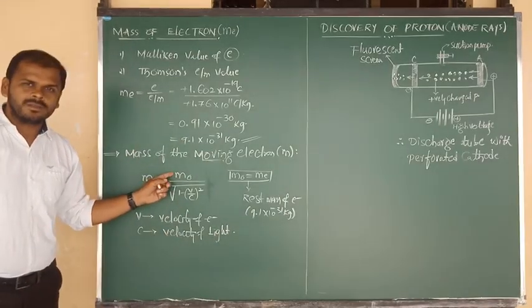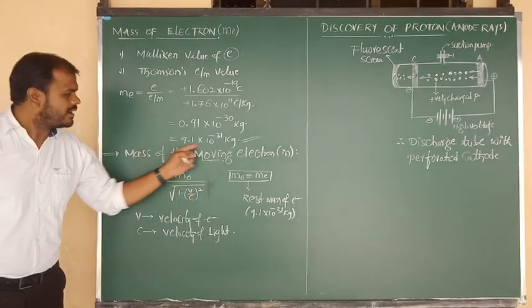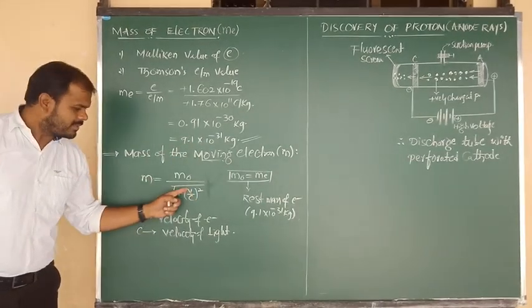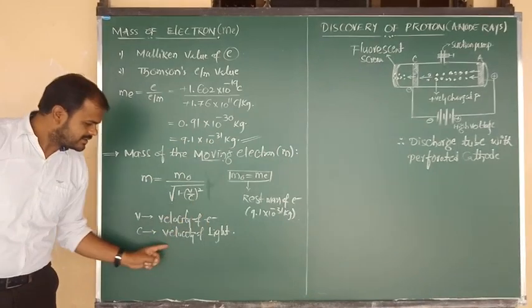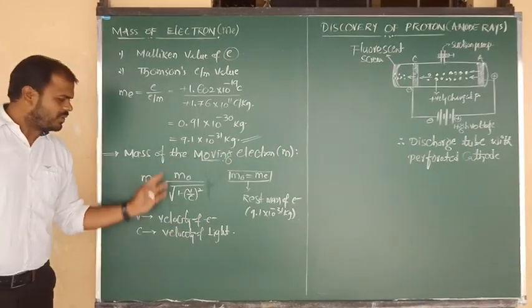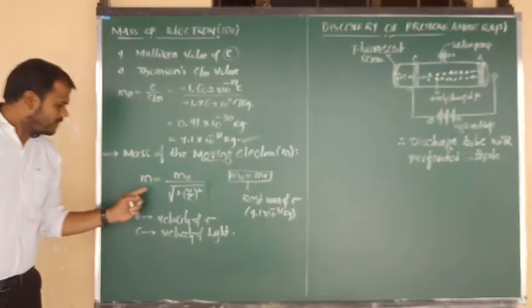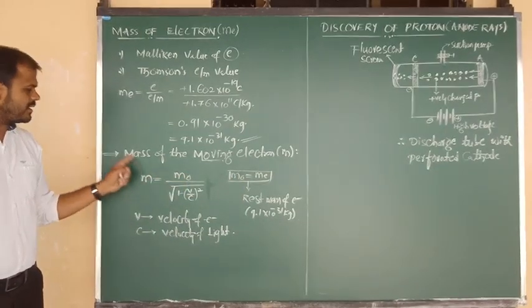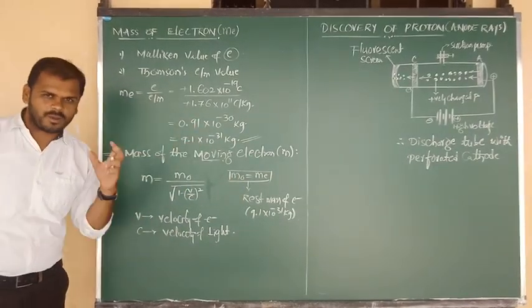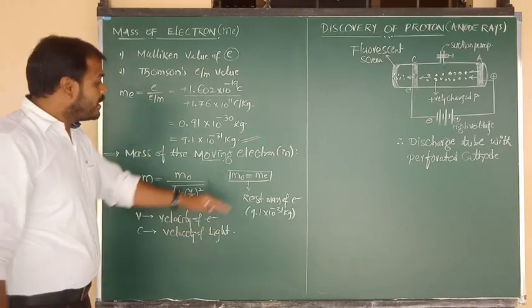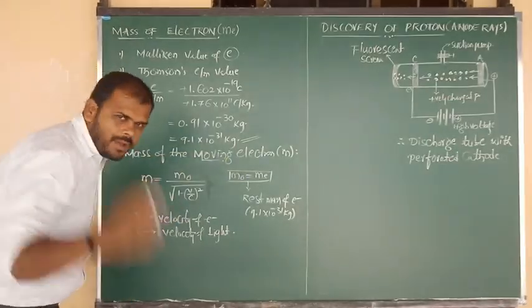M naught is the rest mass of the electron. Already we know this value. V is the velocity of the electron. C is the velocity of light. You know all three terms. By using the data we can calculate the mass of the moving electron. Okay, all of you. And based on this formula, I am going to give you one condition.